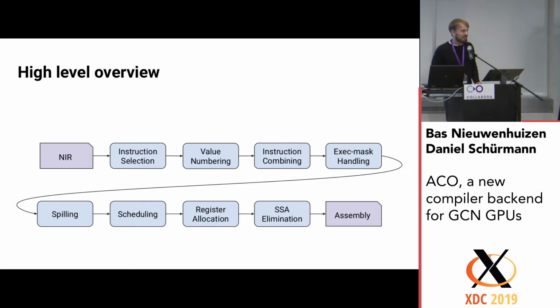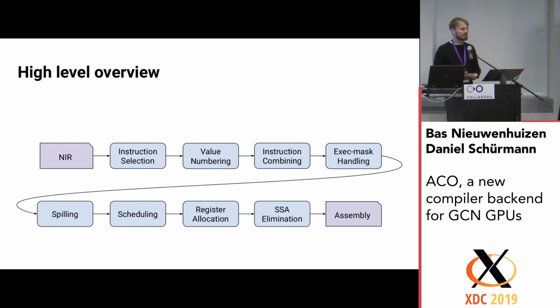So our ACO starts pretty normal, like every backend, with instruction selection, translating from NIR to our IR. Then we do some small optimizations. I think that's also pretty normal: value numbering, instruction combining, these kinds of things. We have to insert execution mask handling manually, just a necessity of the GCN architecture. And then things get weird, because we decided to do everything differently.